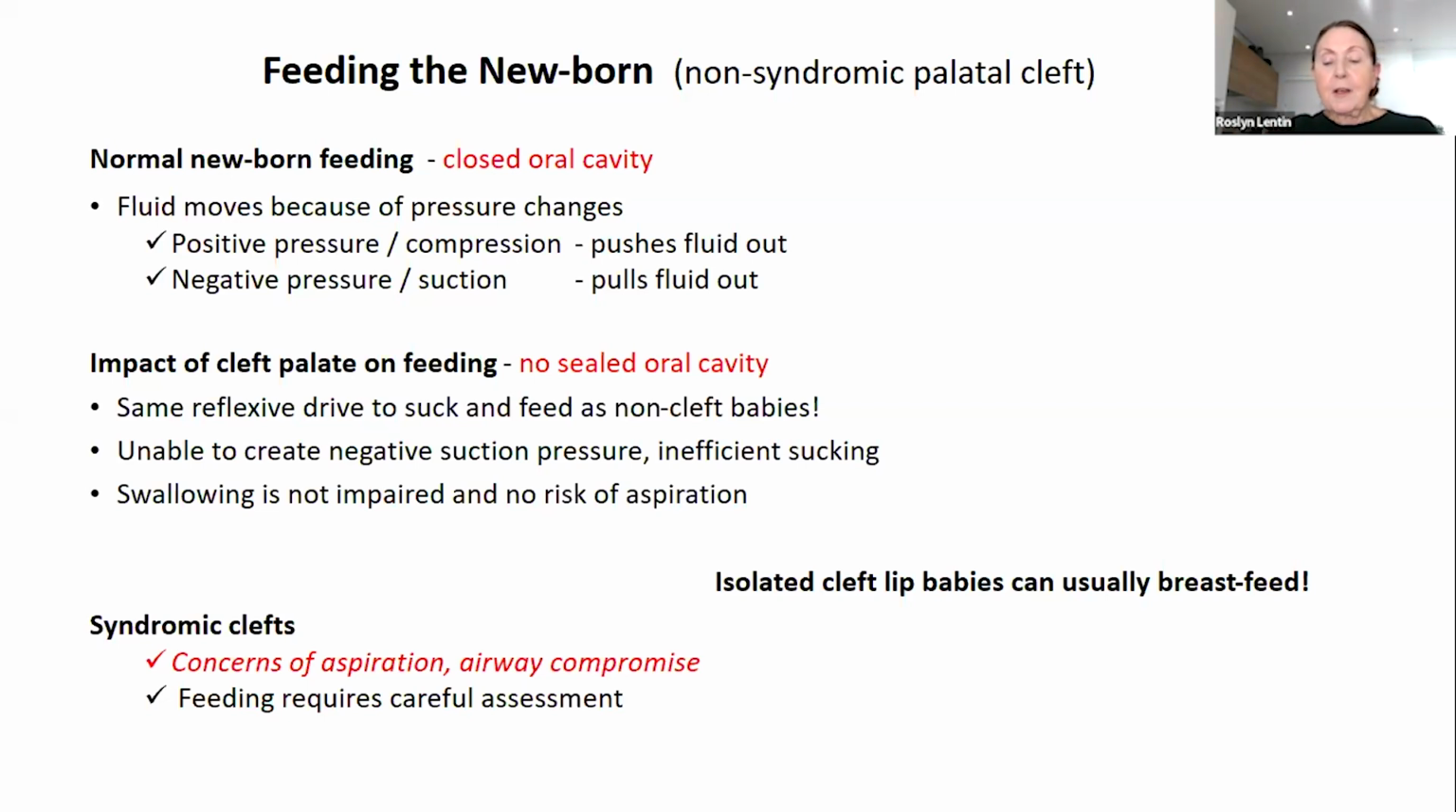Swallowing is not a concern. There's often a fear that they will aspirate. As long as we can get milk into the mouth, these babies can swallow adequately and there's no risk of aspiration. But this is very different in the syndromic clefts, where a full feeding assessment is needed, and it's quite lengthy because of the concerns of aspiration and airway compromise.